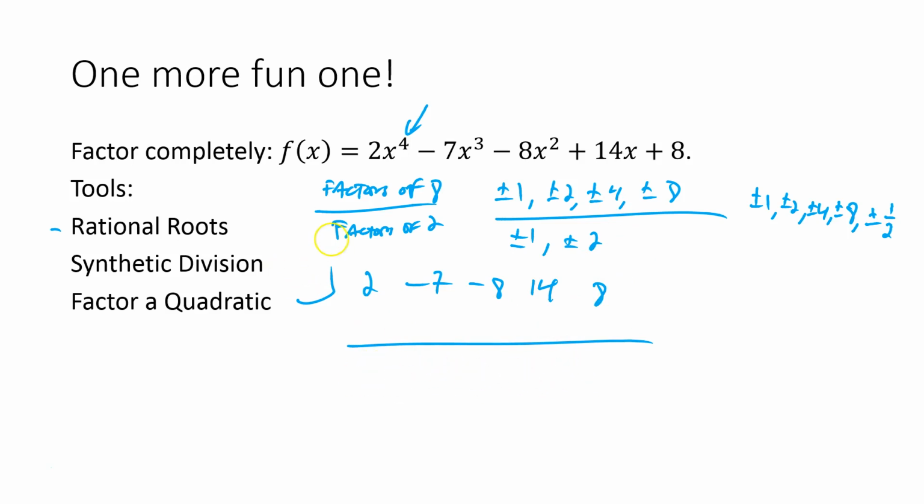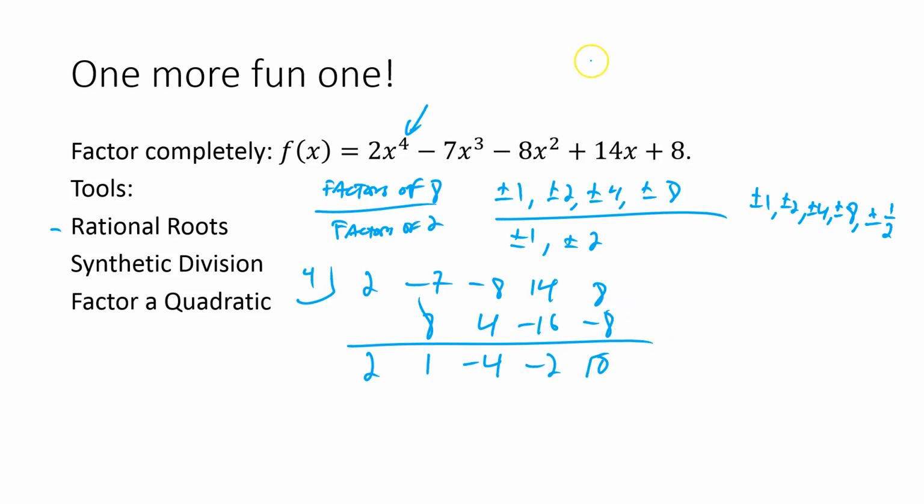Okay, let's try 4. 2 times 4 is 8, minus 7 is 1. I always get excited when the numbers are small, because I'm like, maybe we have a shot. Times 4 is 4, minus 8 is -4. Times 4 is -16, and 14 are -2. -8 makes a 0. There we go.